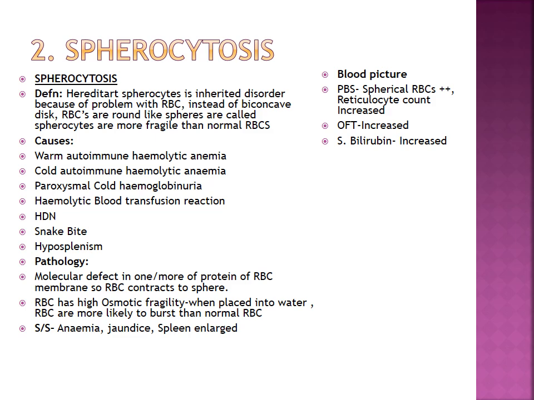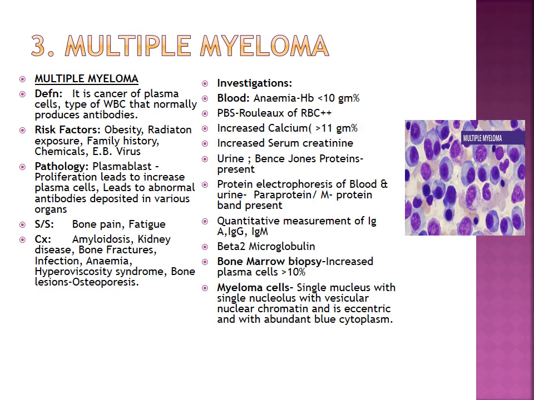osmotic fragility test is increased, serum bilirubin is increased. Multiple myeloma is a cancer of plasma cells, a type of WBC that normally produces antibodies. Risk factors can be obesity, radiation exposure, family history, chemicals, Epstein-Barr virus. Pathology: plasmablast proliferation leads to increased plasma cells, leading to abnormal antibodies deposited in various organs.